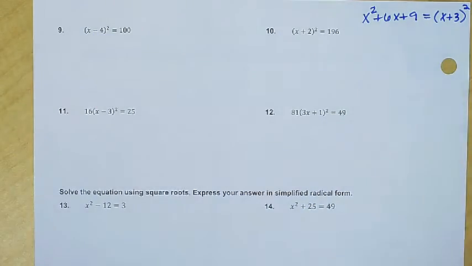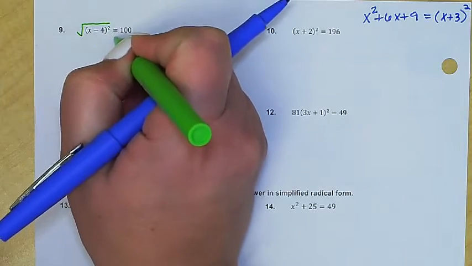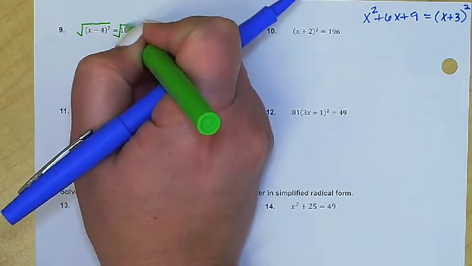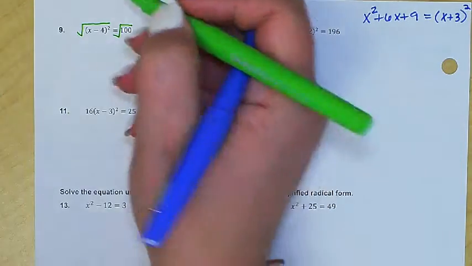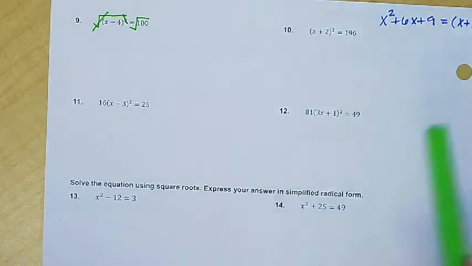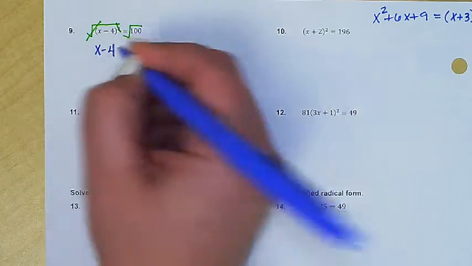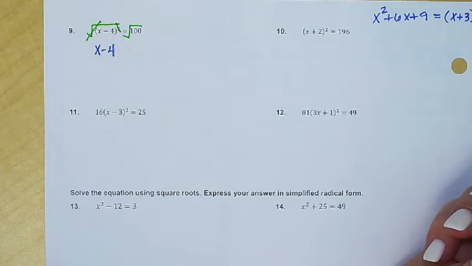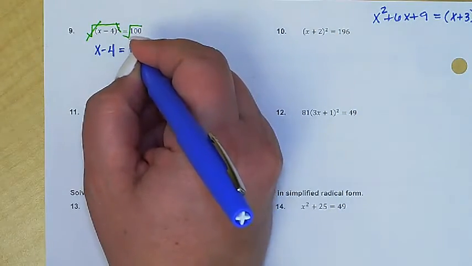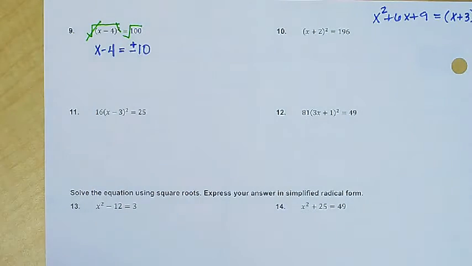And then once you have it in that power form, we can take the square root of both sides. Since that whole thing is a perfect square, it's that number to the second power, I can take the square root of both sides here, which allows me to drop the power on the left side. It leaves me with just what was inside, which is just x minus 4. And on the right side, the square root of 100 is both positive and negative 10. Okay?